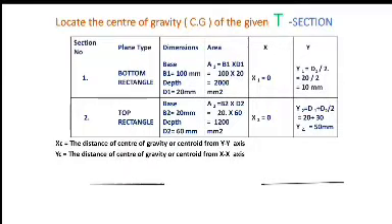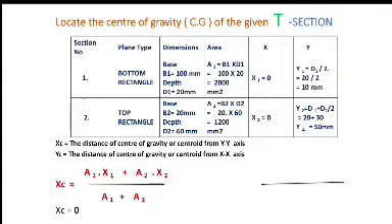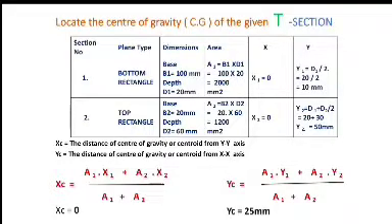Similarly, xc is the distance of the centroid, center of gravity, from the y-axis. yc is the distance of the center of gravity or centroid from the x-axis. By using the general formula, x equal to a1 x1 plus a2 x2 by a1 plus a2. By substituting the values, we get x equal to 0. In a similar way, yc equal to a1 y1 plus a2 y2 by a1 plus a2. The answer is yc equal to 25 mm. This is the final answer, x equal to 0 and yc equal to 25 mm.